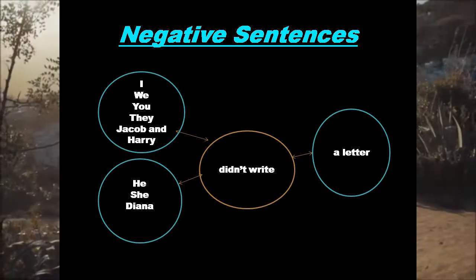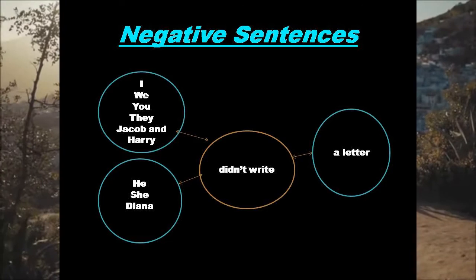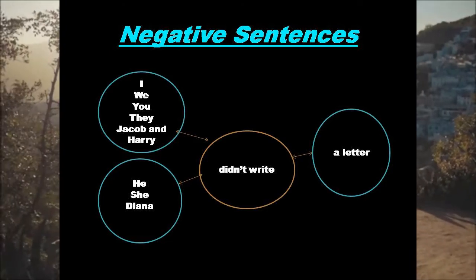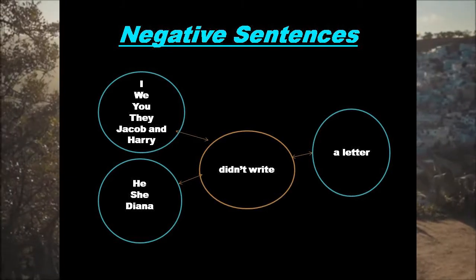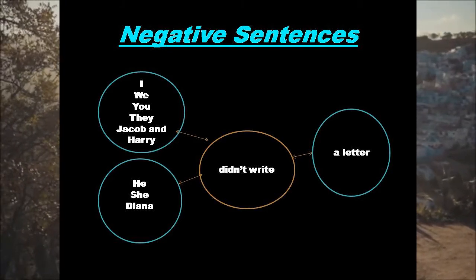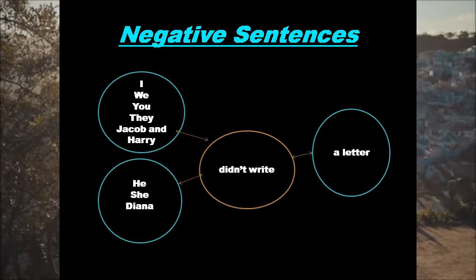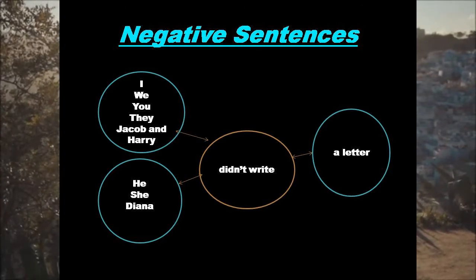Negative sentences of past indefinite tense: I did not write a letter. We did not write a letter. You did not write a letter. They did not write a letter. Jacob and Harry did not write a letter. He did not write a letter. She did not write a letter. Diana did not write a letter.